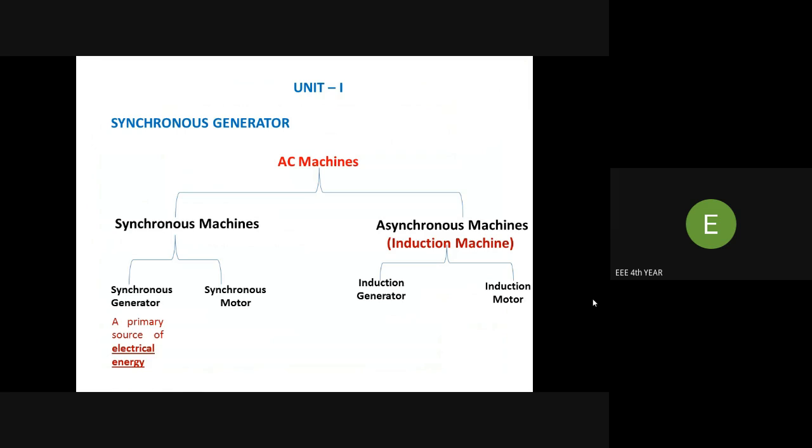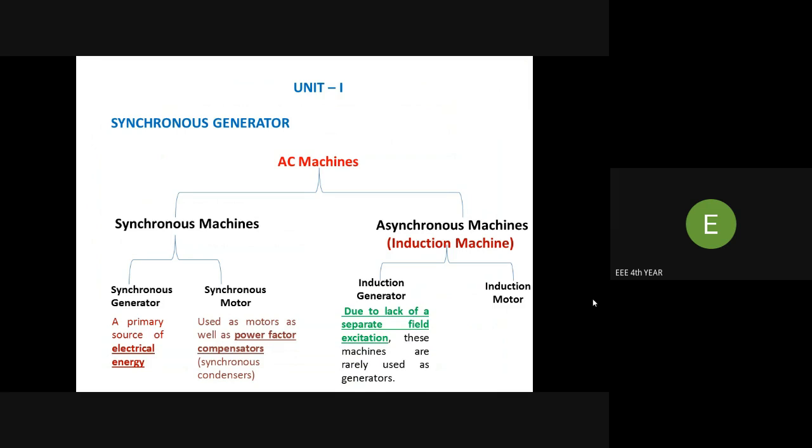The synchronous generator is the primary source of electrical energy. The synchronous motor is used as a motor as well as a power factor compensator or synchronous condenser in the transmission line. Due to the lack of separate field excitation, induction generators are rarely used as generators. The induction motor is the most widely used electrical motor in both domestic and industrial applications. This is the overall introduction about AC machines.